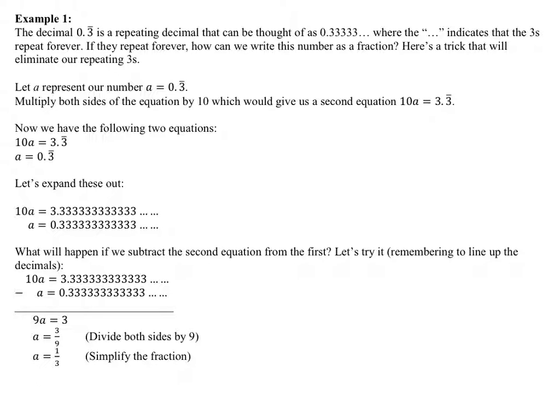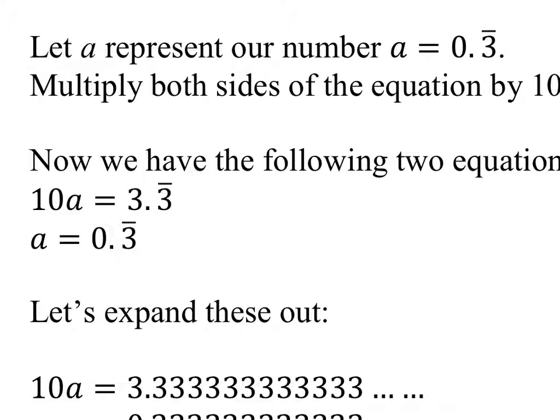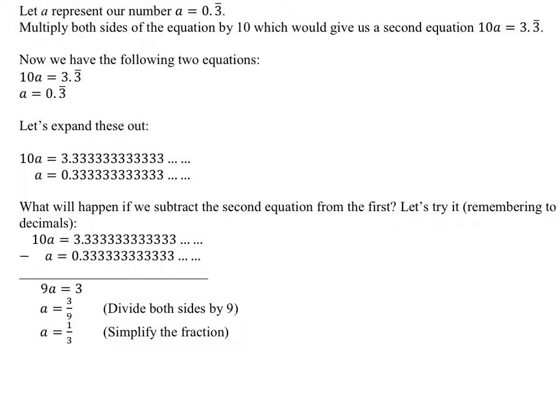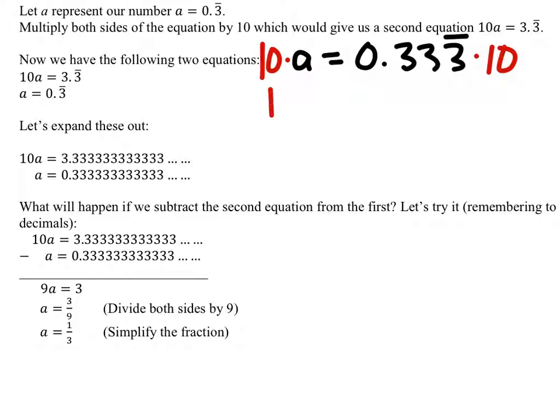Here is a trick that will eliminate our repeating 3s. We're going to let a represent our number. a equals 0.3 repeating. We're going to multiply both sides of the equation by 10, which gives us a different equation. So here's what this means. We started with a equals 0.333, and it repeats. But if we multiply this by 10 and we multiply this by 10, then we get 10a equals 3.33, and the 3s repeat forever. That's two equations, the one in black and then the one in red.